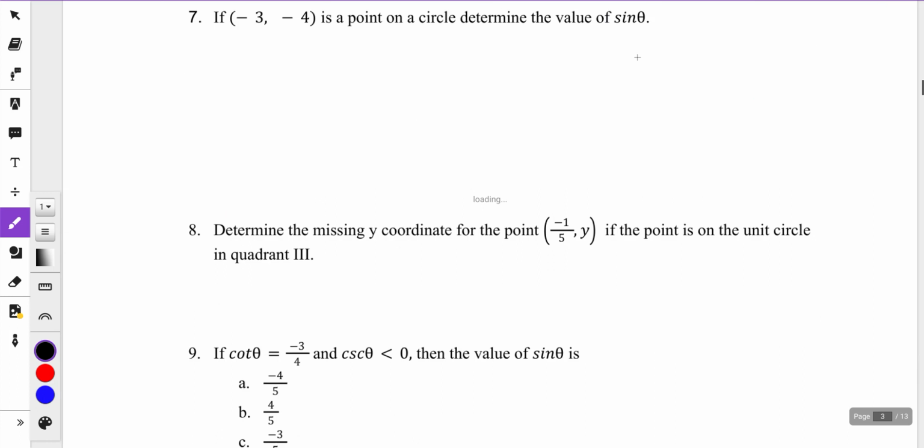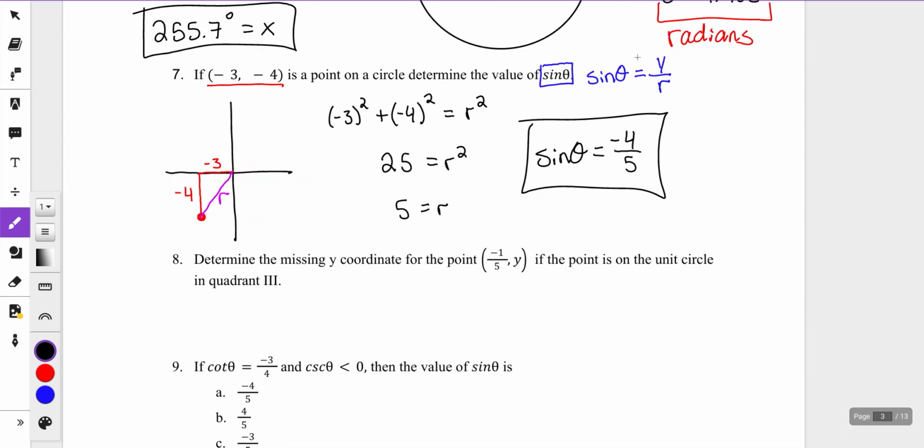Number 8. Determine the missing y coordinate for the point (-1/5, y) if the point is on the unit circle in quadrant 3. Now, this is the standard trick here. People read that question, they go straight to the unit circle, and they lose their minds. They're like, -1 over 5 is not on the unit circle. Like, you're a liar. It is on the unit circle. It's just not one of our special points on the unit circle. We only know so many spots on the unit circle that we have memorized. It's the special angle triangles, 30, 60, 45. Those are the ones we know. -1 over 5 just isn't one of those points. It doesn't mean it's not on the unit circle. It could still be on the unit circle.